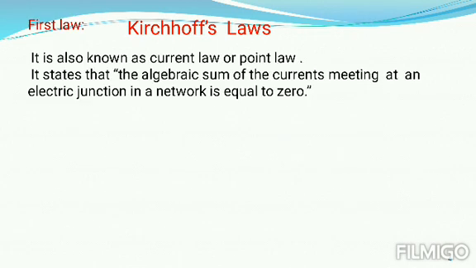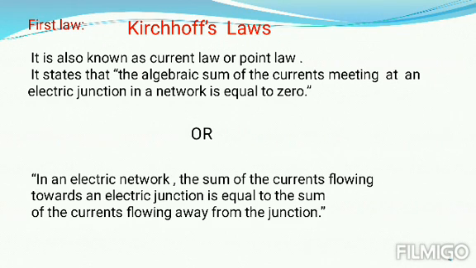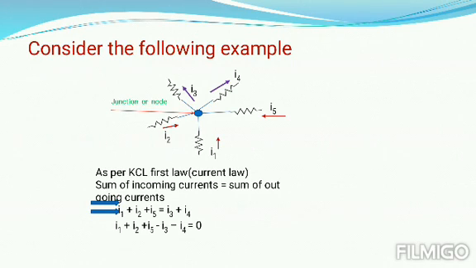The first law is also known as the current law or point law, which states that the algebraic sum of currents meeting at an electric junction in a network is equal to 0, or this can also be stated as the sum of incoming currents is equal to the sum of outgoing currents at a particular junction or node of an electric network. Here, this example shows Kirchhoff's current law.